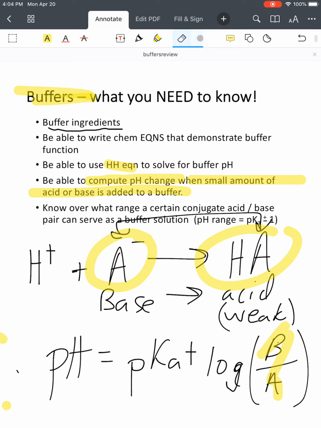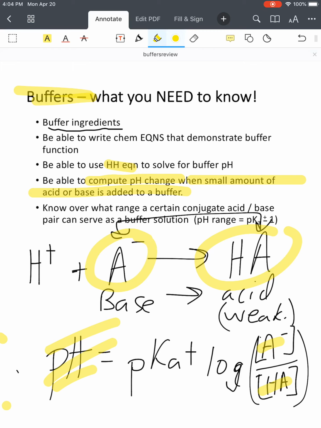Okay, I guess to be consistent, maybe what I should write here is not B and A, but I can write A minus and HA. These are the molarities of both those substances, aren't they? So I'm increasing the concentration of my acid by doing this, and I'm decreasing the concentration of my base by doing this particular titration where I add the strong acid. So of course, if I'm changing the ingredients in my beaker, the pH of my solution is going to change.